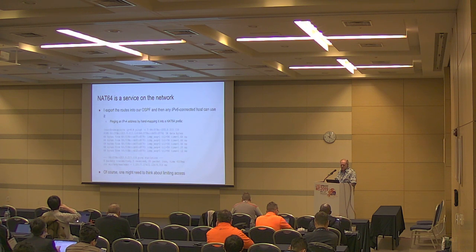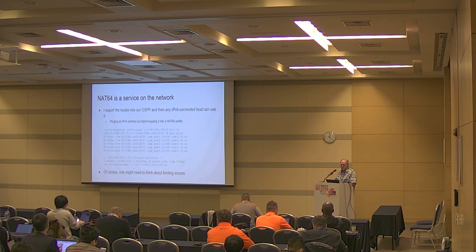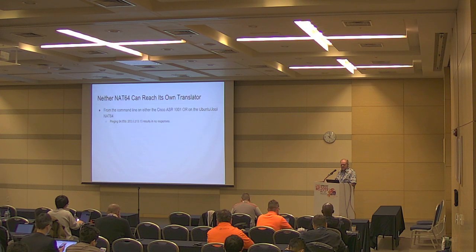Of course, you might want to think about limiting access. There is a security angle to this. You don't want to take a translator that's effectively a spoof-o-matic machine and make it open to the entire internet, although several are. It would be interesting to talk to them. There's one in Slovenia that's been on for years. I wonder if they've had flood attacks. Also, another little wrinkle, to save you some time perhaps: neither of these NAT64s that I've worked with can reach themselves from their own command line. So you can't ping the 64:ff9b address when you're on the Cisco or on the Jool NAT64.